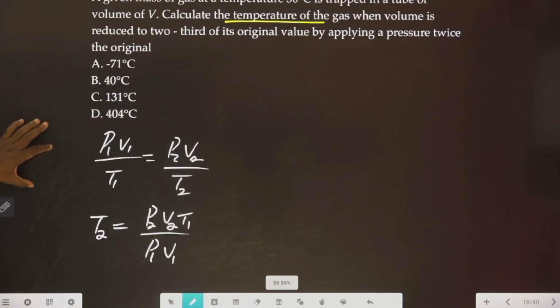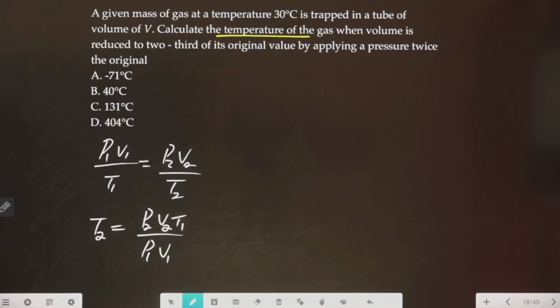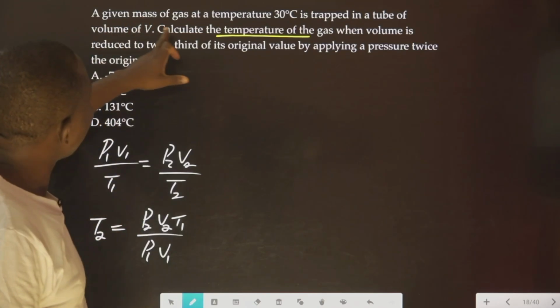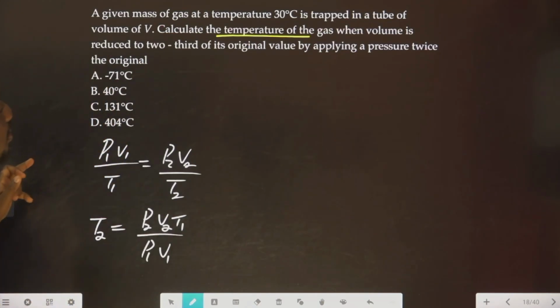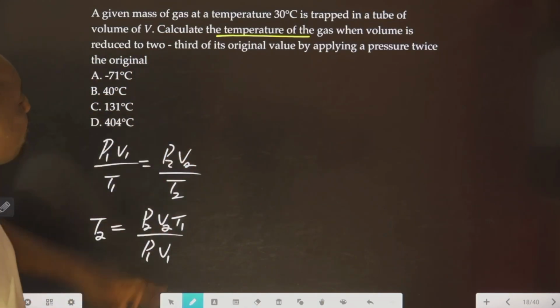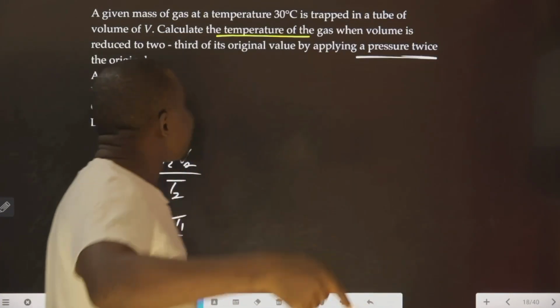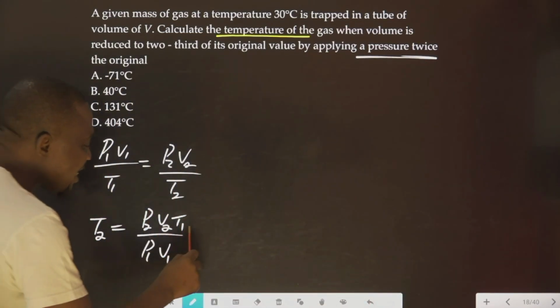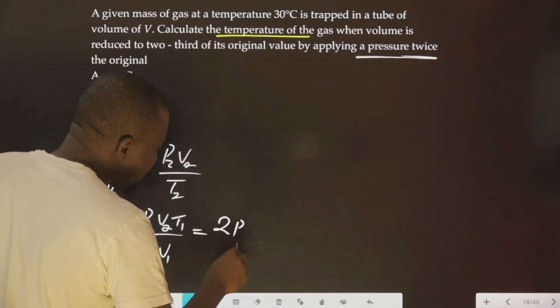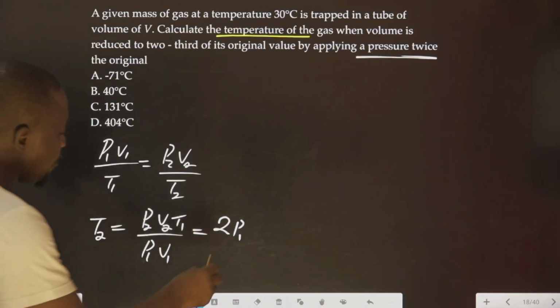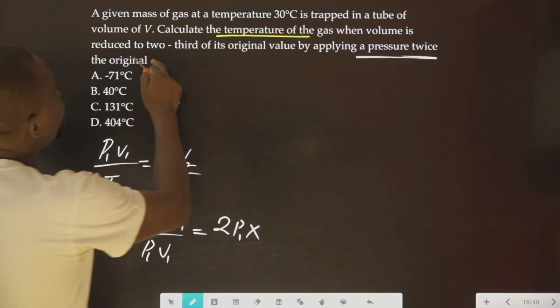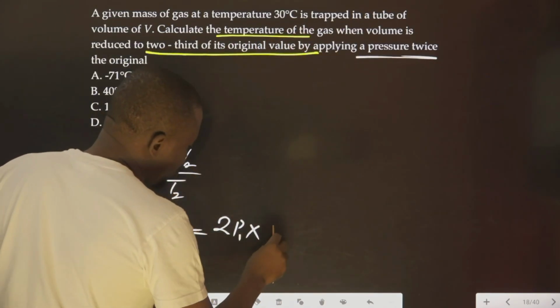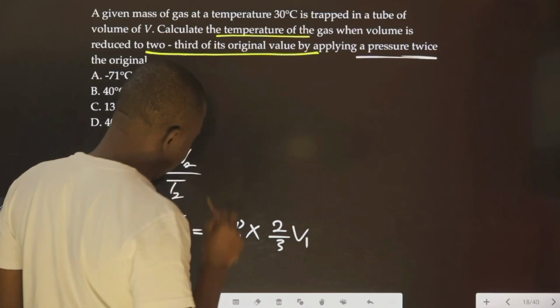Okay? It is time for us to start substituting. The first one we need to, first of all, ask ourselves, what is P2? A given mass at a given temperature, it traps whatever. Calculate the temperature if the volume is reduced to this of its original, but pressure is twice the original. So this one is 2 times the original, 2 times P1. Multiply by the V2. What is the second volume? The second volume is 2/3 of the original.